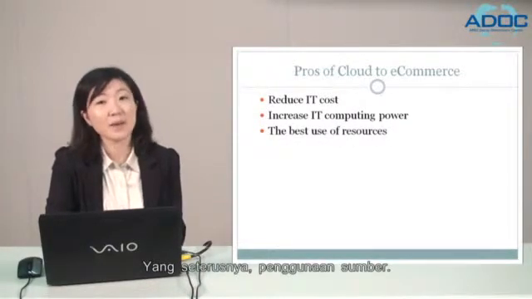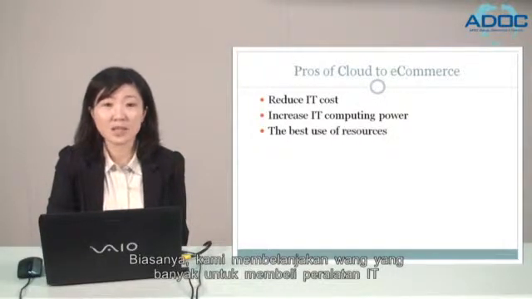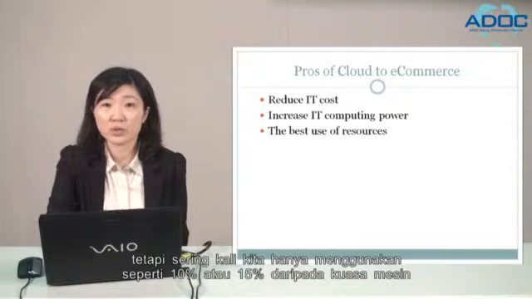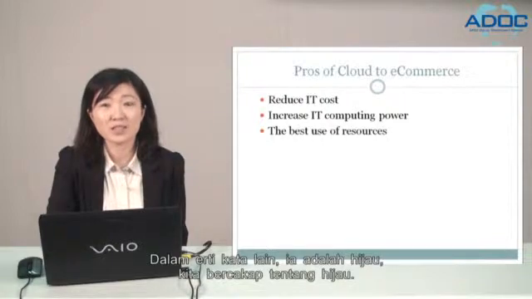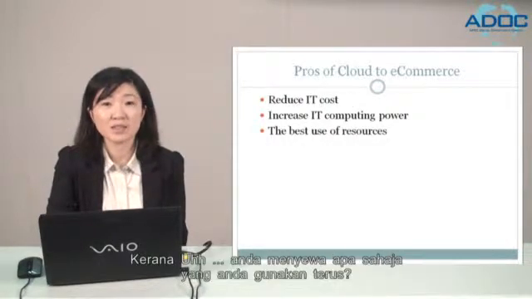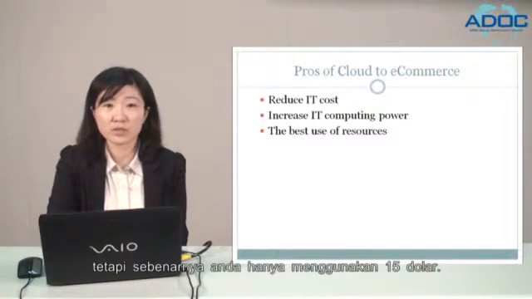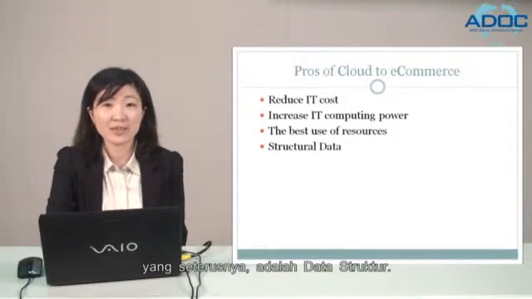The next one, the best use of resources. Usually, we spend a lot of money on purchasing IT equipment, but oftentimes we just use 10% or 15% of the machine power. But if you just rent it, you can save a lot of cost. And in other words, it's green. We will talk about green because you rent whatever you use, right? You don't need to spend $100 when you actually only use $15 of it. It's a waste.